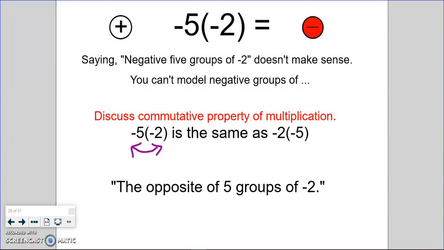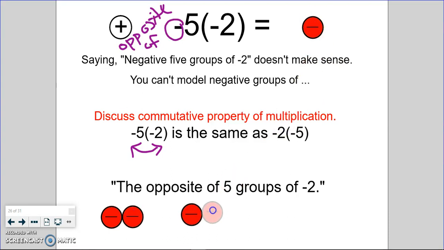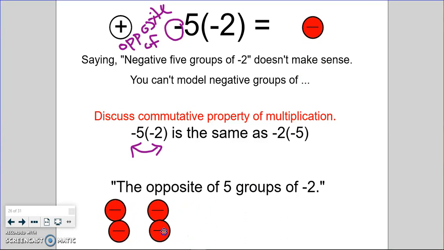So this is where I absolutely have to use the idea that the negative out in front means the opposite of. So what I will have to do is model 5 groups of negative 2 and then switch them around so it's the opposite of it. I'd have groups of negative 2, so 5 groups of negative 2. I will go vertically so I can fit them. 2 groups, 3 groups of negative 2, 4 groups of negative 2, 5 groups of negative 2.